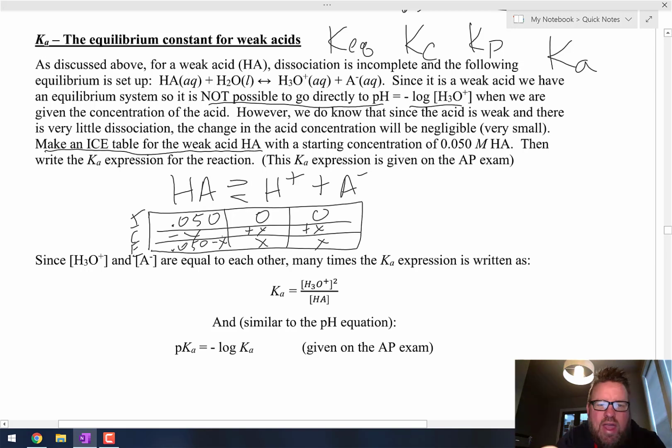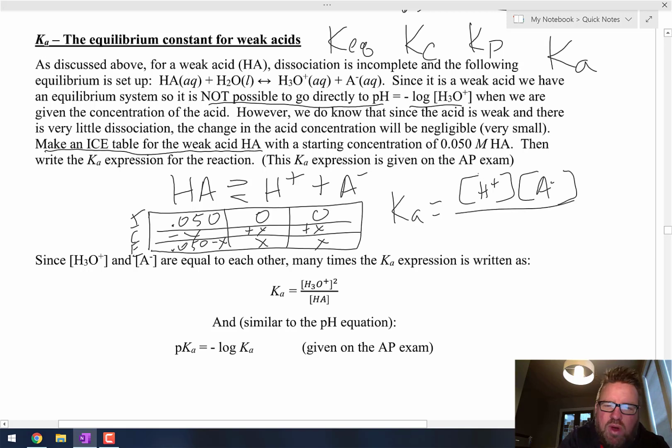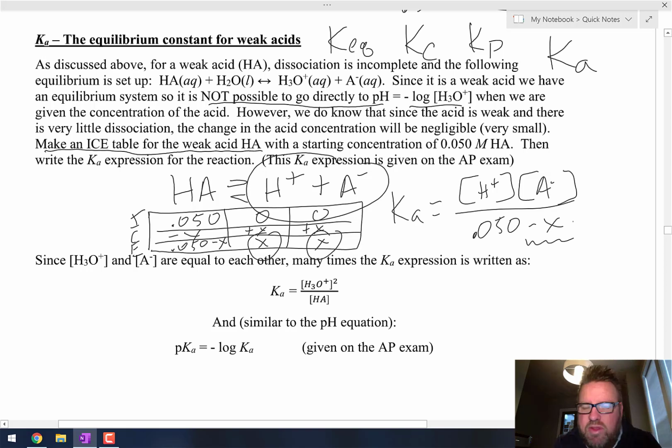Then write the Ka expression. The Ka expression would be the concentration of H plus or H3O plus times A minus. And one of the things you're going to notice quite often is those are pretty much always going to be X. And then 0.050 minus X, if we actually had to do the math, that's the part, remember, that we would take out. I kind of combined those two different ways together. So that would be divided by the concentration of HA.